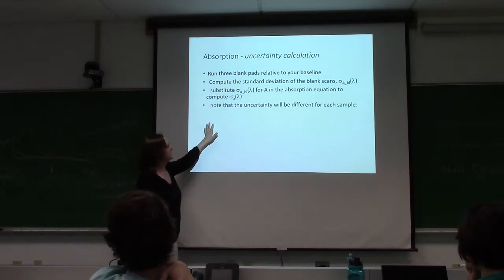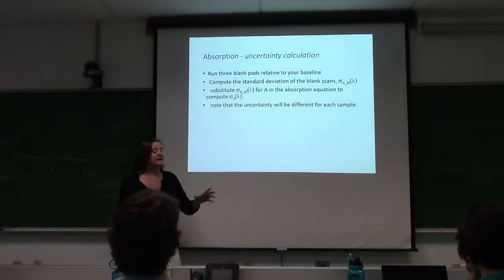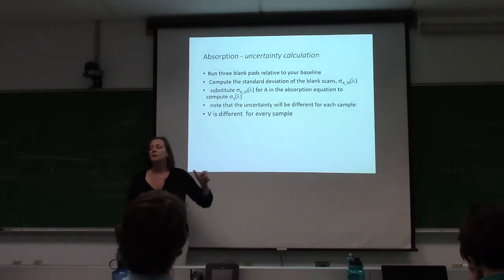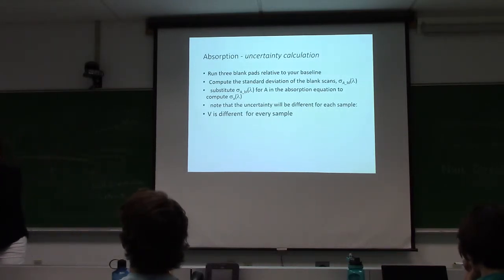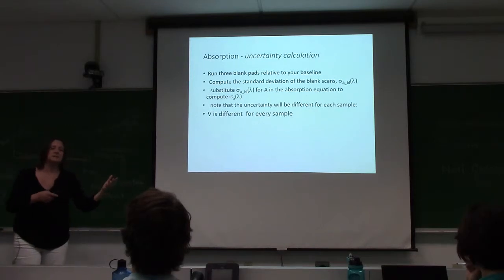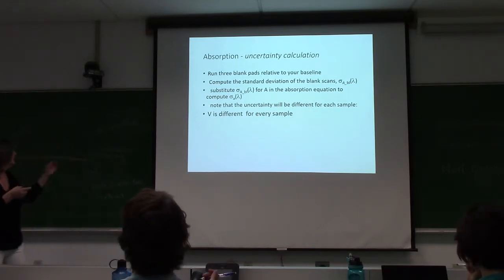And you note that it's going to be different applied to every sample because the volume that you filter for your sample is different, right? I'm going to filter 100 mils for this sample and 200 mils for this sample, but I have to calculate an uncertainty from this blank pad signature.